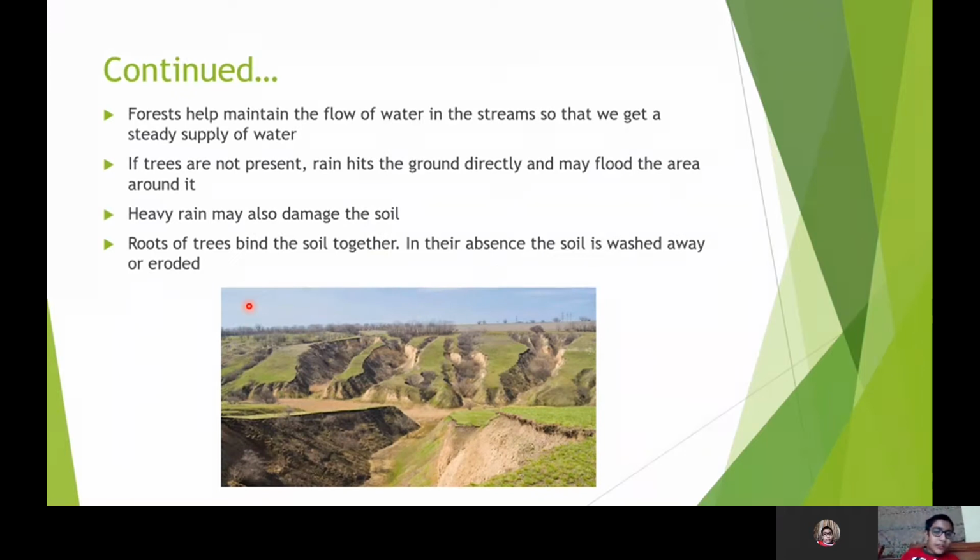Forests help maintain the flow of water in the stream so that we get a steady supply of water. If trees are not present, the rain hits the ground directly and may flood the area around it. Heavy rains may also damage the soil. The roots of the trees bind the soil together. In their absence, the soil is washed away or eroded. In this image, if there were trees, the soil would never have eroded.